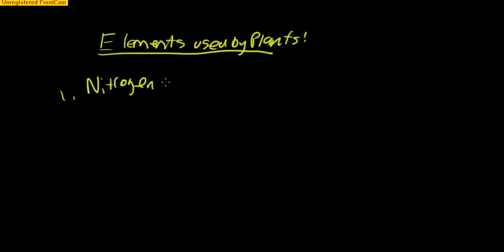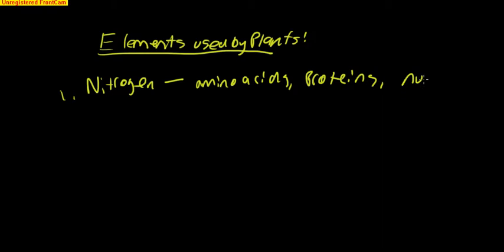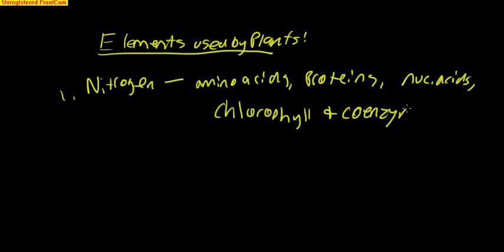What does this do? Well, it's used in the production of amino acids, proteins, nucleic acids, chlorophyll. You can tell this one's important. And coenzymes. What happens if you don't have this?